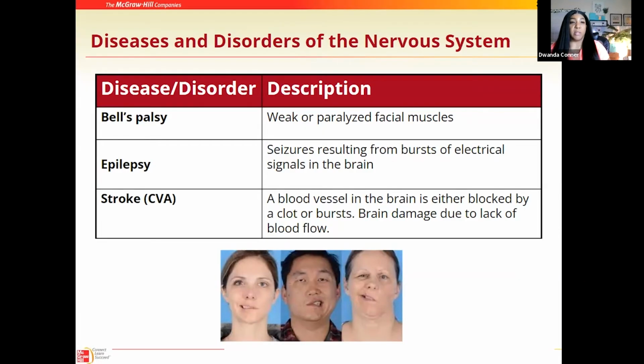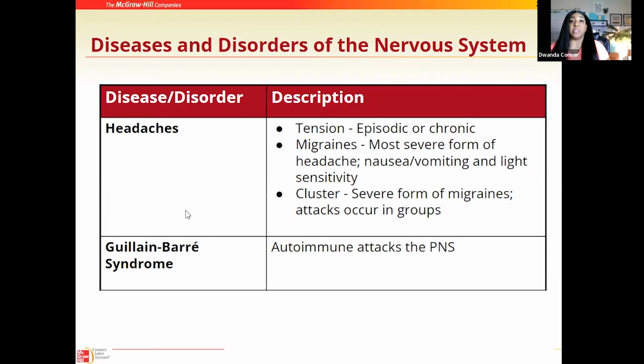Stroke, last term there, otherwise known as CVA. A blood vessel in the brain is either blocked by a clot or burst, and brain damage can occur due to the lack of blood flow. Strokes do restrict the amount of blood that is flowing through to the brain. And so if this is not treated very, very quickly, this could be extremely detrimental. And CVA, cerebrovascular accident.